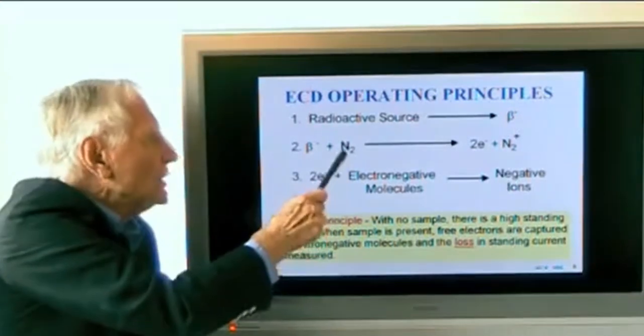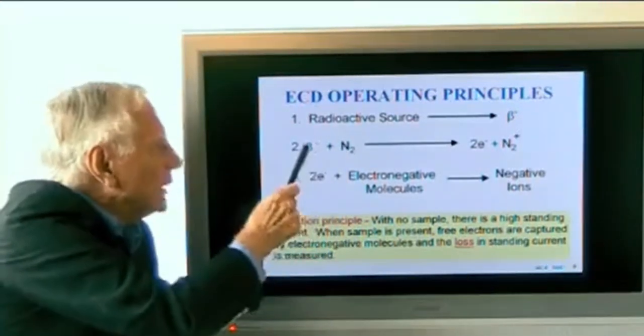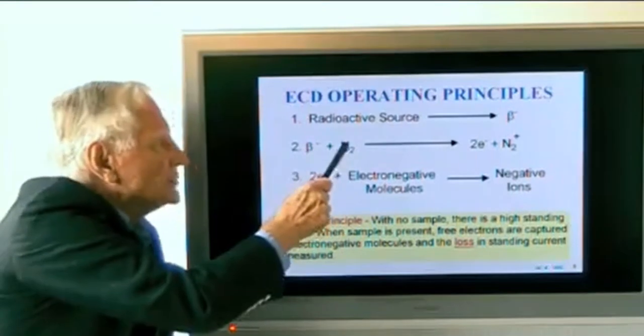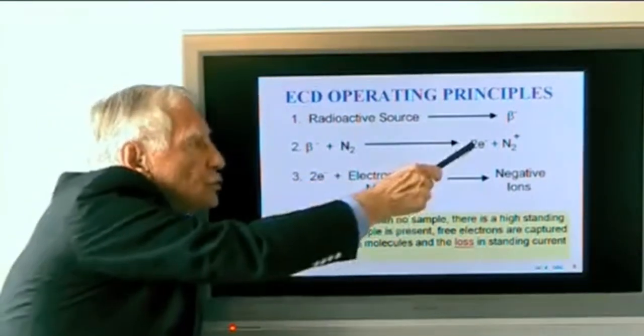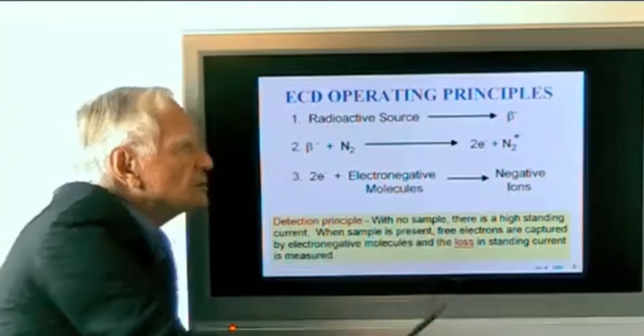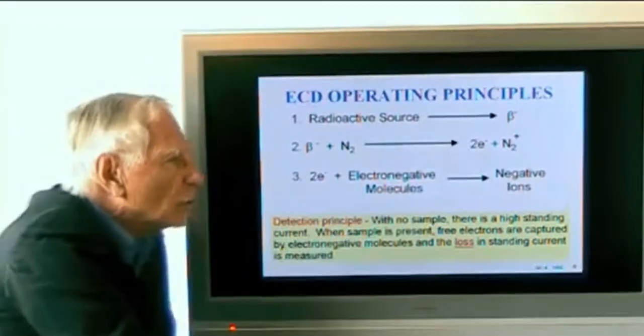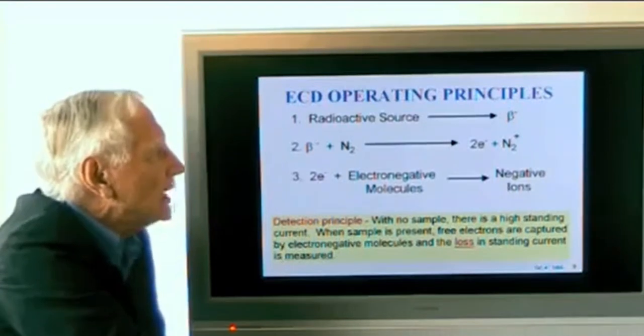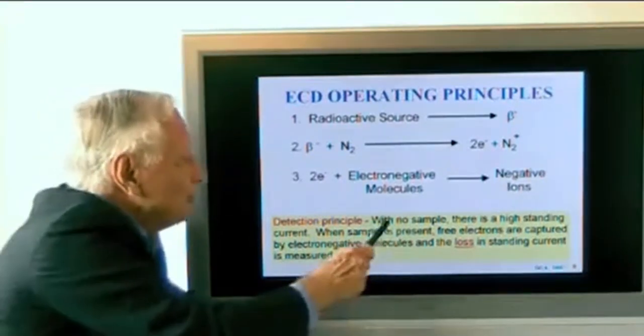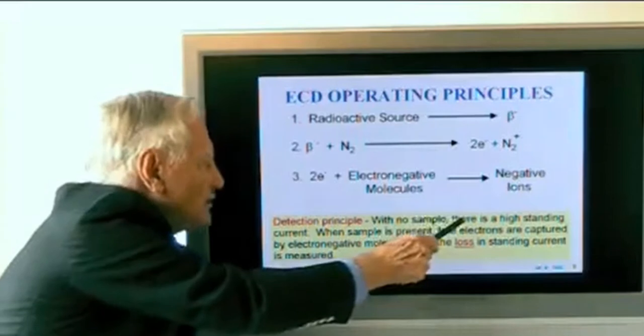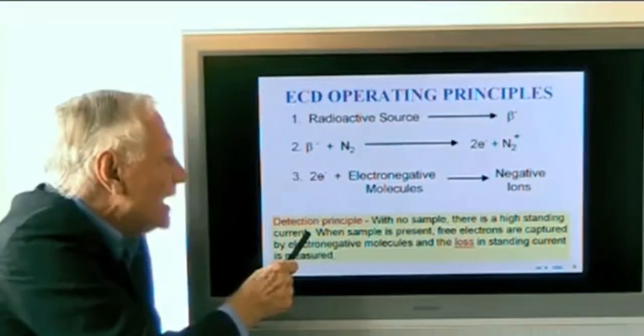Nitrogen has a very low ionization efficiency, thus when the beta particle strikes the nitrogen, it liberates at least 2 or more electrons, leaving a plus N2 particle. These electronegative species go to the electrode and generate a very high signal. With no sample present, there's a very high standing current, about 10 to the minus 8 amps.